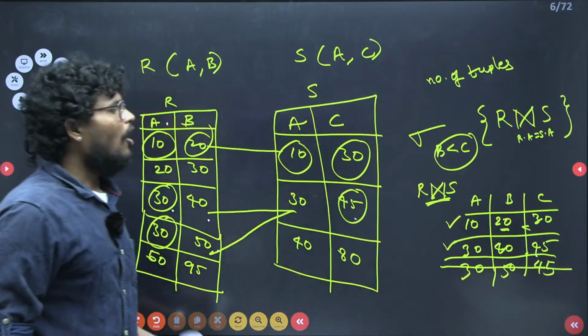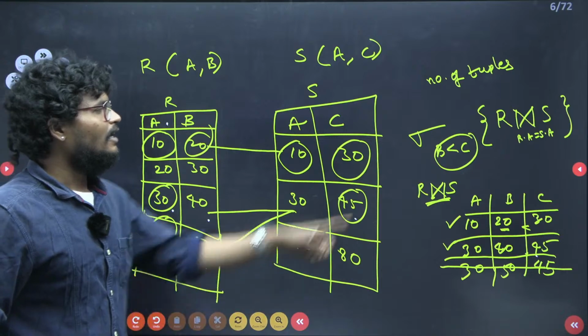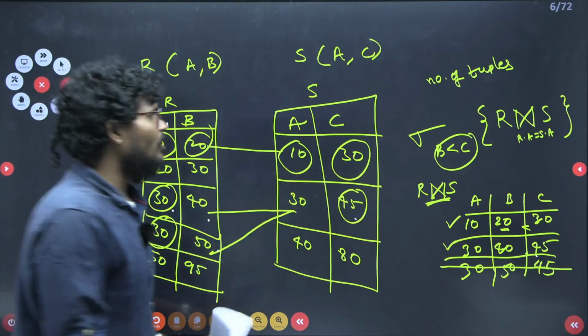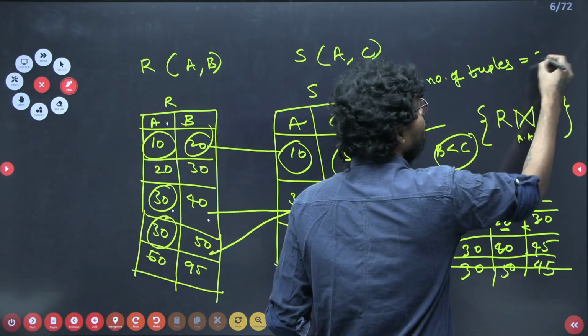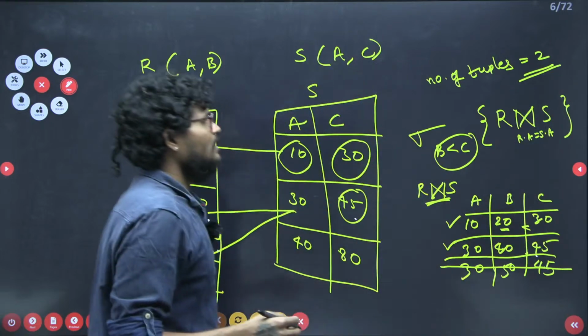Therefore, how many tuples do we get in the result? When you choose like this, we will get 2 tuples. So this is the answer.